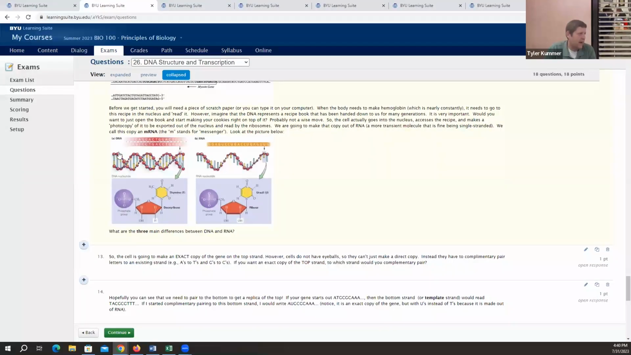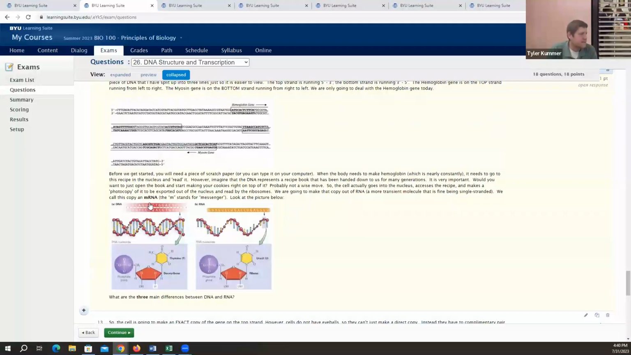We have the backbones made of sugars that are red, and then the little purple dots are phosphates, and they go through and twist around each other in that double helix shape. Then we have the bases in between. And the bases, A's with T's, G's with C's, link those backbones together.